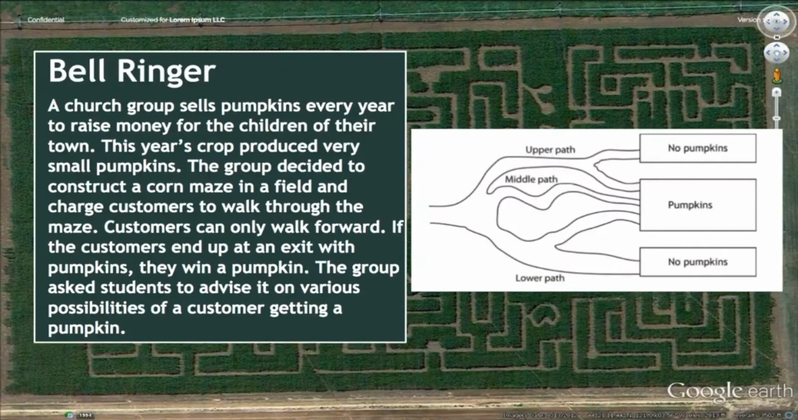Good morning. The bell ringer today is, you can see this little graphic of a 3-pathway maze. It's considered a corn maze. Let's read the little excerpt.